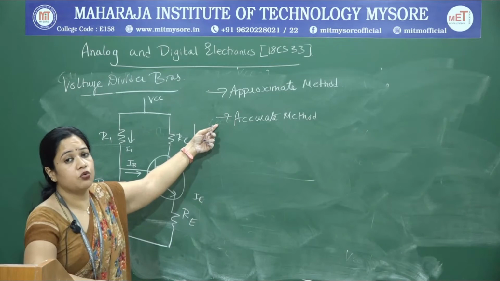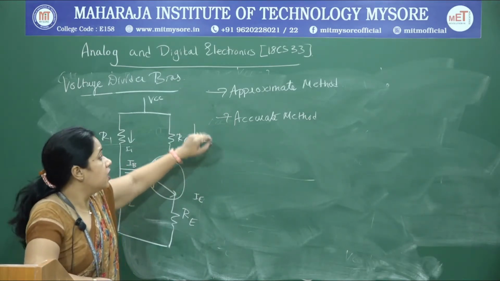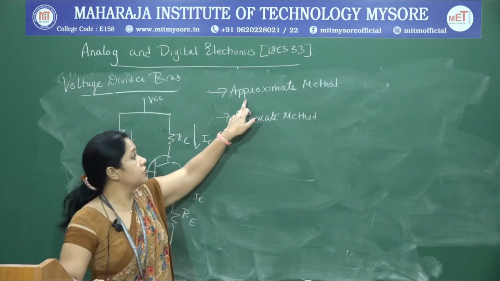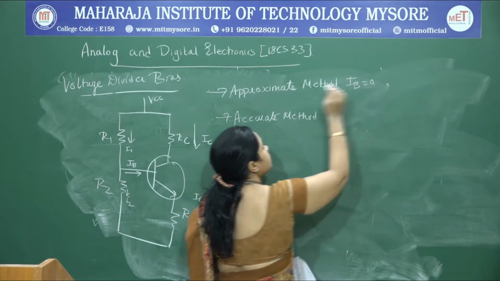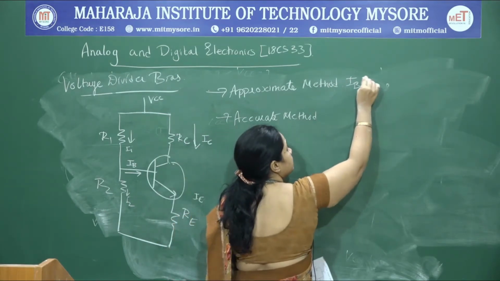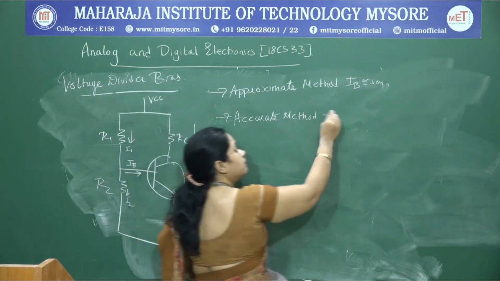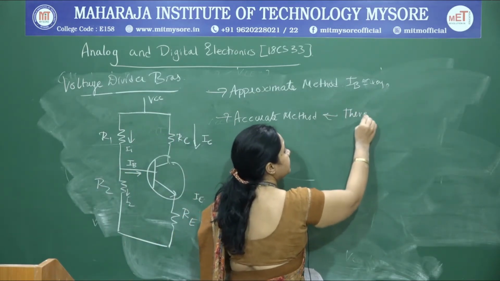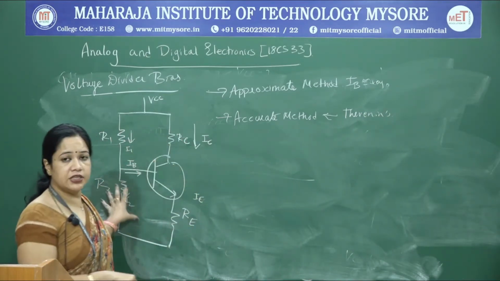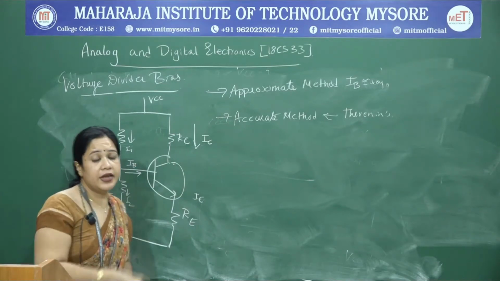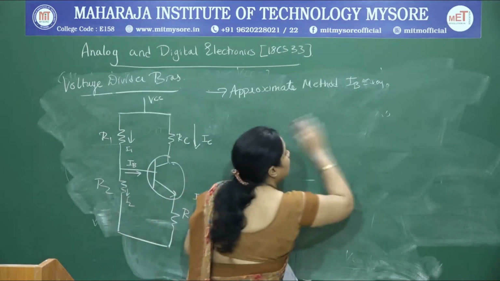I will just try to brush up what the accurate method is, how to obtain a Thevenin's model for this particular circuit and do the analysis. The approximate method uses an approximation wherein I assume IB is very small and do the analysis. And in the accurate method, we proceed by considering Thevenin's equivalent model of the circuit. We will take up one by one. So the first one is your approximate method.